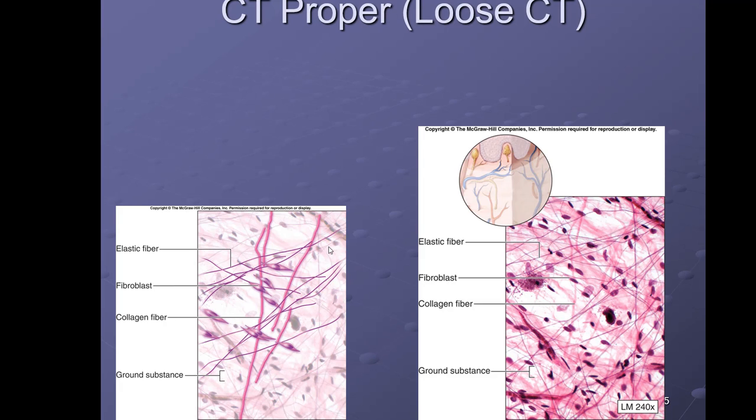So what we're going to do now is move into that outline that I put up there. We're going to go through the different connective tissues that you need to be able to identify and know a little bit about.